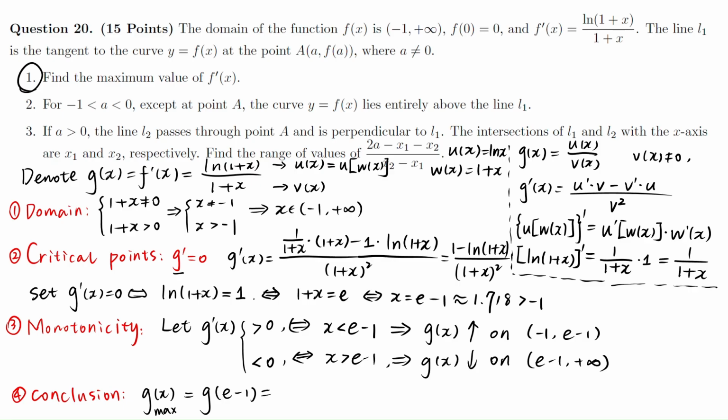And substitute e minus 1 into the original form, we have it is equal to the natural log of 1 plus e minus 1 over 1 plus e minus 1. Okay? Comes down to the natural log of e over e. And it is exactly 1 over e. So this comes down to the solution to the first part of this question.